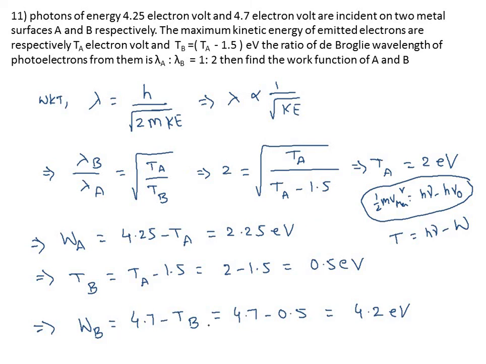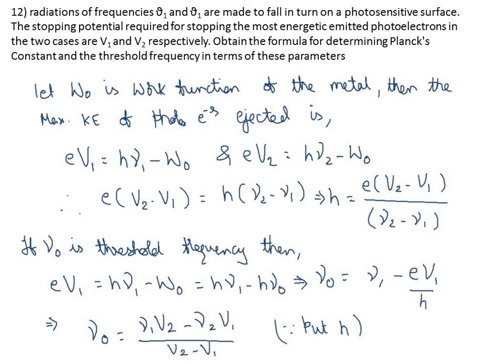Now let's look at the next one. Radiations of frequencies nu1 and nu2 are made to fall in turn on a photosensitive surface. The stopping potentials required for stopping the most energetic emitted photoelectrons in the two cases are V1 and V2 respectively. Obtain the formula for determining Planck's constant and the threshold frequency in terms of these parameters.